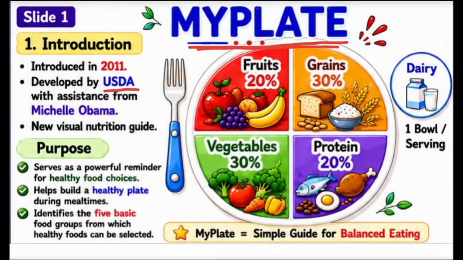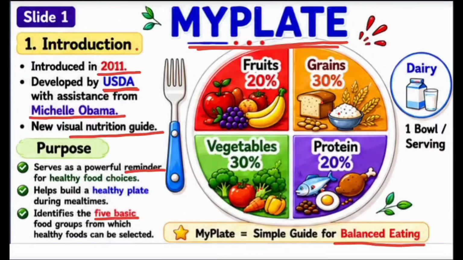So let's begin. First, let us discuss the introduction to MyPlate. MyPlate was introduced in 2011 by the United States Department of Agriculture, called USDA, with assistance from Michelle Obama. It was developed as a new visual nutrition guide to help people make healthier food choices. Instead of complicated charts and food pyramids, MyPlate presents a simple plate divided into different food groups. Its main purpose is to remind people to create balanced meals during every meal of the day. And it also helps individuals identify the five basic food groups that should be included in a diet. In simple words, MyPlate is a practical guide for balanced eating.